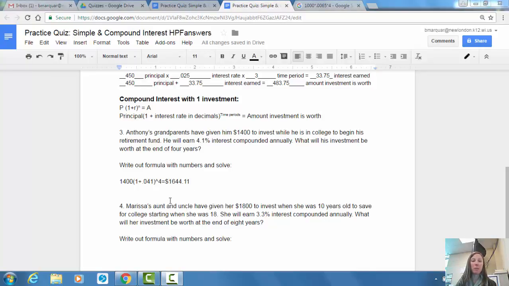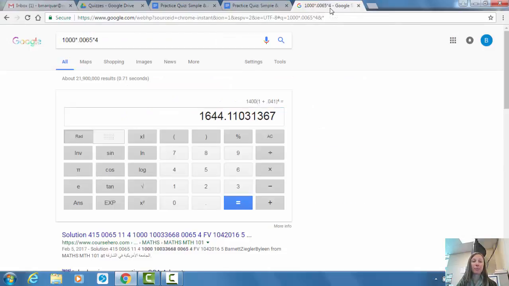And for our last example, compound interest, Marissa's aunt and uncle had given her $1,800 to invest when she was 10 years old, to save for college starting when she was 18. She will earn 3.3% interest compounded annually. What will her investment be worth at the end of 8 years? So to write the formula out, first I use the principal, which is $1,800, 1 plus the interest rate, 0.033, move the decimal over 2 to the left, and I'll do to the caret of the 8th power, because it's for 8 years. And again, we can just use Google.